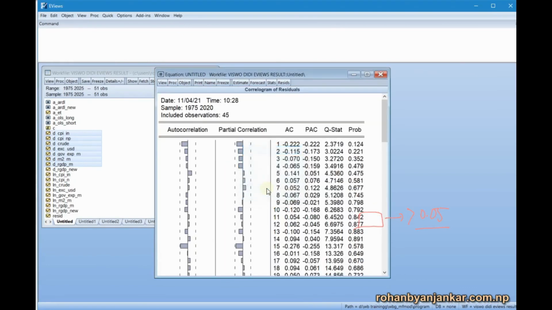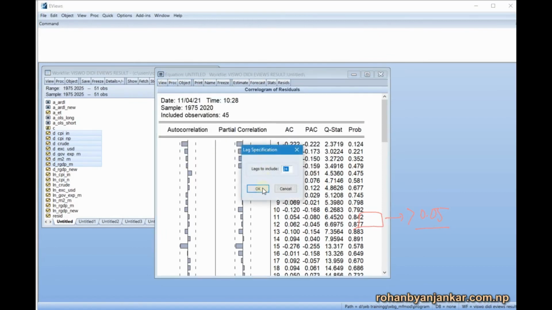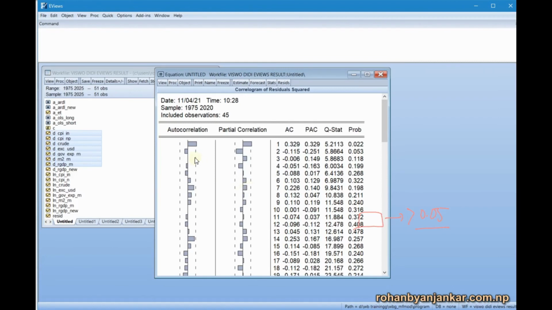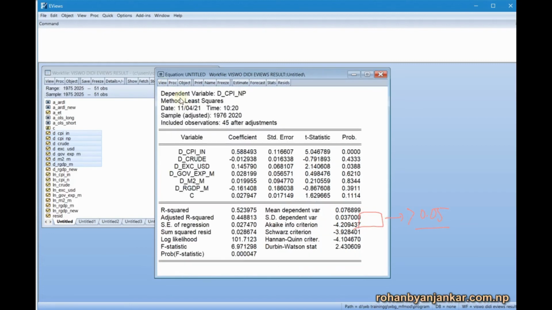We will click OK. It's perfectly fine. Correlogram of residuals, it is white noise. So our error term is also a white noise process. So our results are fine in this case. And again we'll check the correlogram of squared residuals, and we'll click on OK. This is also fine. So from this analysis, we have known that the coefficients we have derived are unbiased and they are robust.